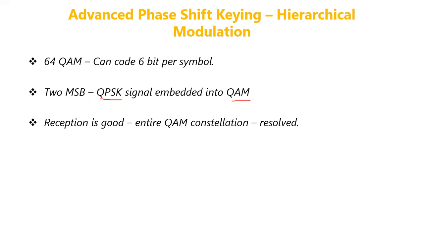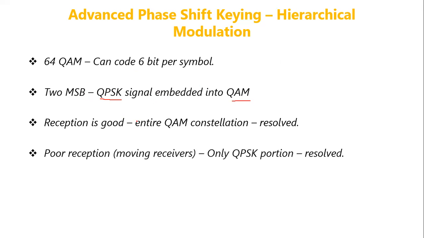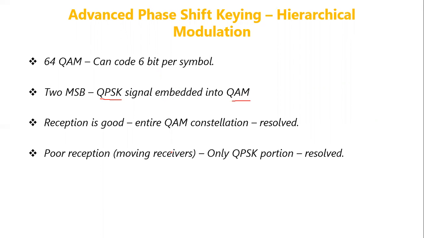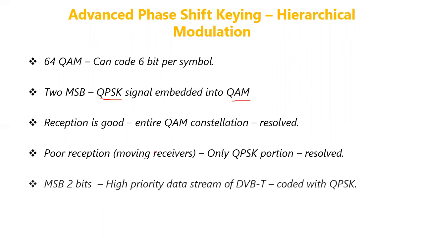And how it works, in the sense, when the reception is good, if the receiver is receiving the signal with good strength, then the entire QAM constellation will be resolved. That is, all the 6 bits can be resolved properly. But if the reception is poor, or if the receiver is moving, then only the QPSK portion will be resolved. That is, the most significant 2 bits will be resolved.